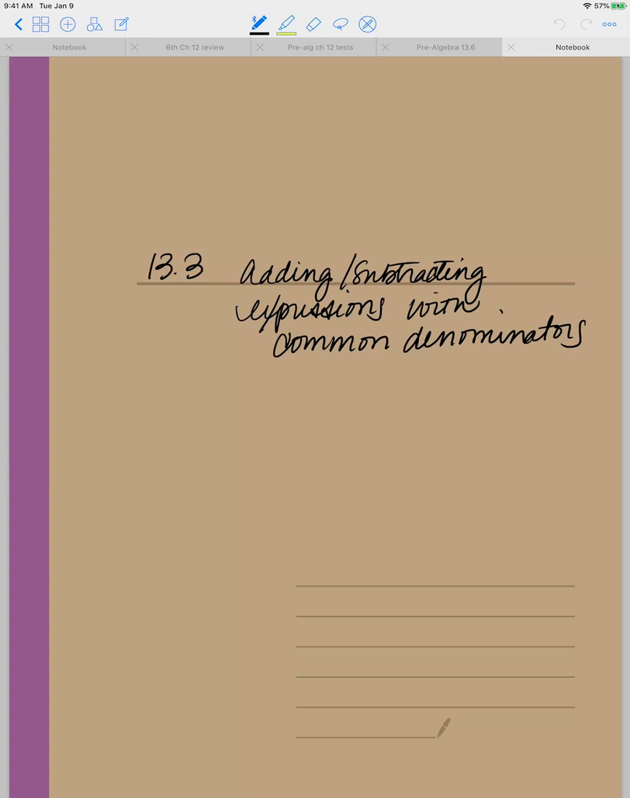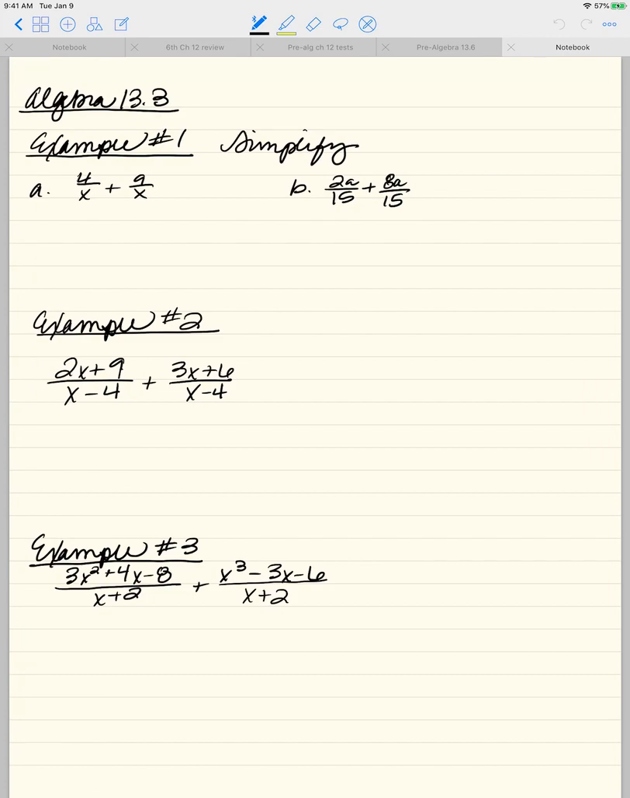All right, algebra. So adding and subtracting expressions with common denominators today. Operations with rational expressions follow the same rules as operations with rational numbers. Expressions with a common denominator are added by writing the sum of the numerators over the common denominator. Be sure to simplify the resulting expression.